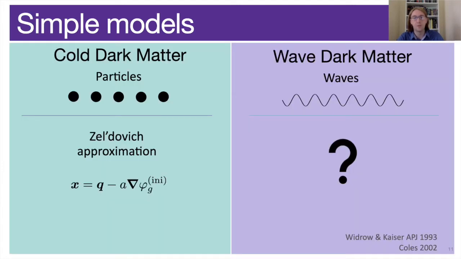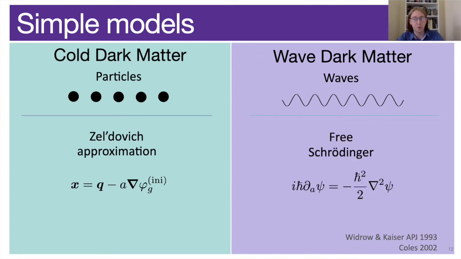So to recap, we have cold dark matter, which deals with collisionless particles, and we have wave dark matter, which deals with wave functions. We've seen that the very simple Zel'dovich approximation includes some of the complex phenomena that we want to understand, which is multi-streaming. So what's the corresponding simple model for the wave dark matter case?